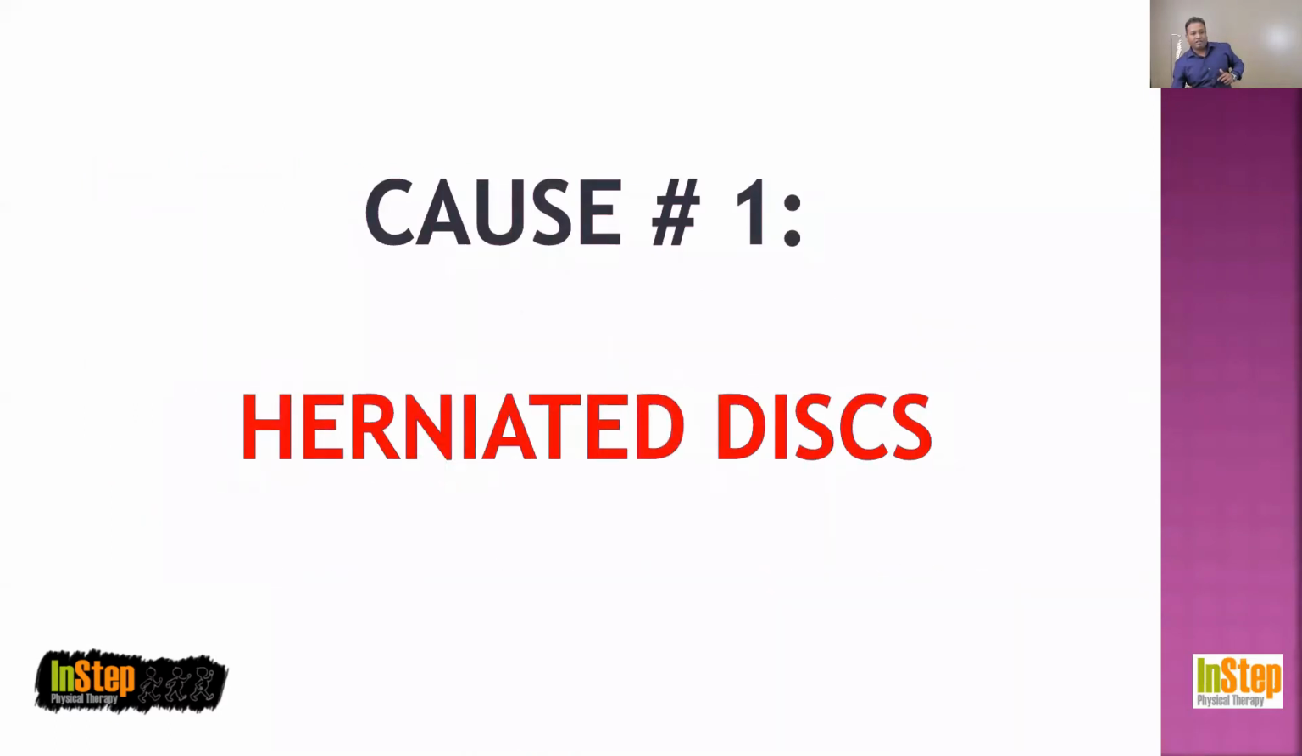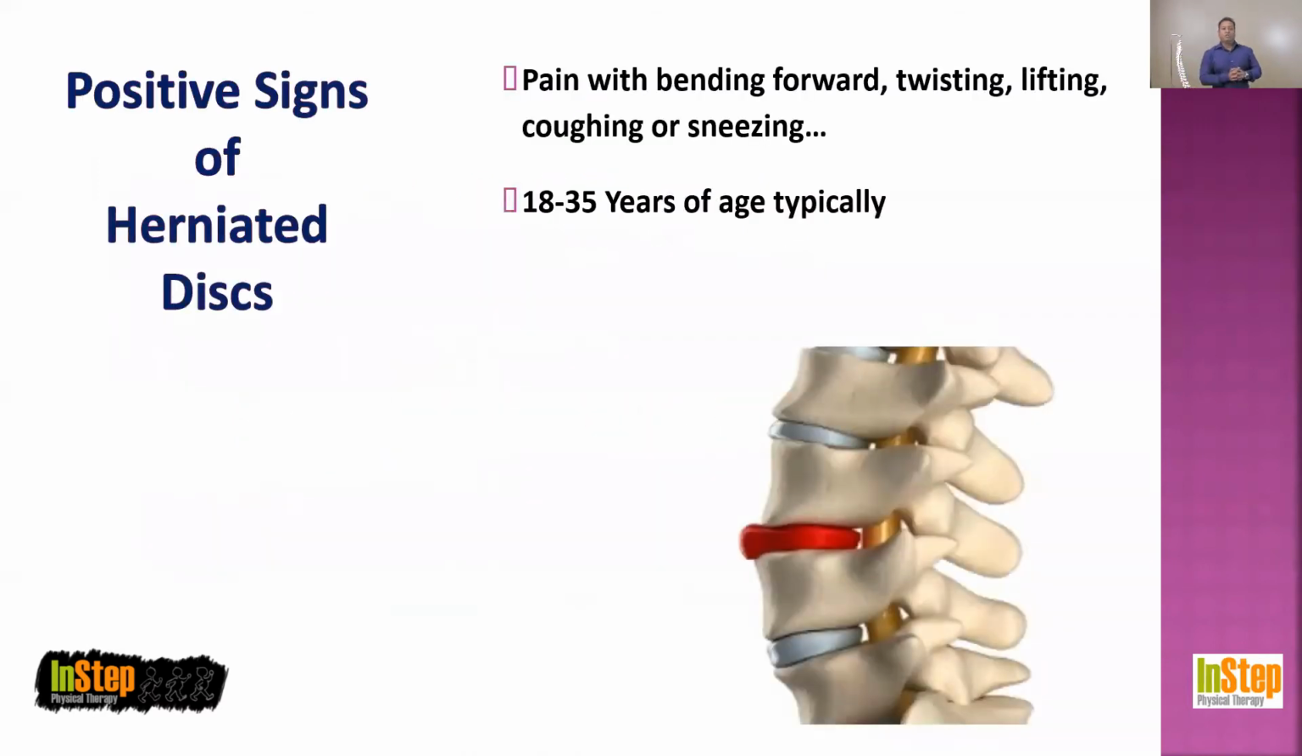Herniated discs, this is cause number 1, big issues. When I say herniated disc, it's coming out. Sometimes it can be a bulge also. So these people will have pain with bending forward, twisting or lifting, coughing or sneezing, right? Coughing and sneezing especially increases the intra-abdominal pressure. So when that increases, it increases the spinal pressure, that pushes the disc a little bit, so it causes more pain. That's why anything you do to increase your intra-abdominal pressure can cause pain with this kind of condition.